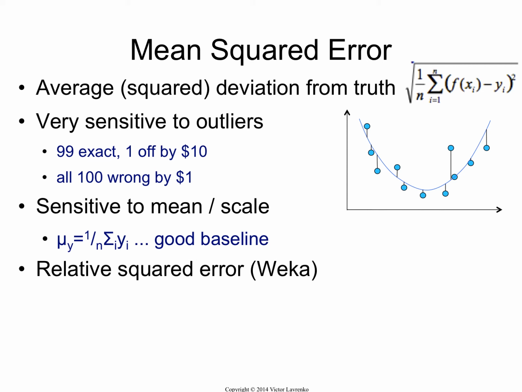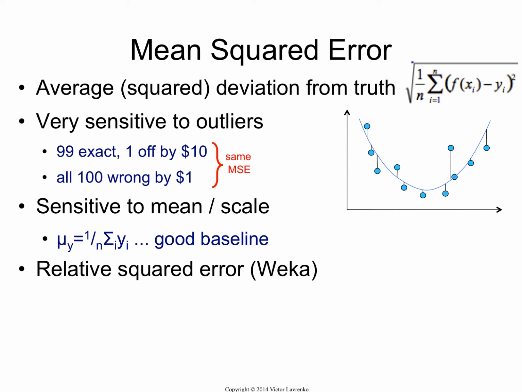So here's a simple example. Suppose I'm predicting prices for 100 books, and I have two systems. One system predicts 99 prices exactly, so there's no error, the error is 0, and it gets one book wrong by $10. Okay? I have another system, and that system predicts every price wrong by a single dollar. Okay? Two very, very different performances, but the mean squared error is the same.